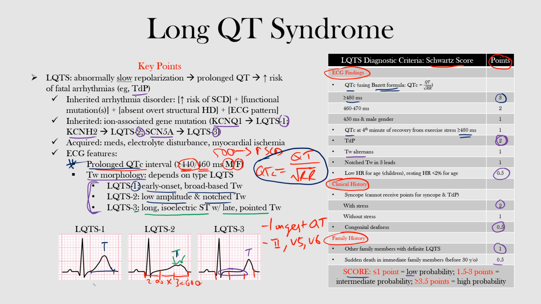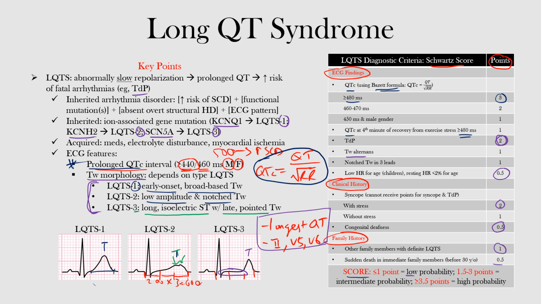The EKG features, remember the hallmark was that prolonged QTc interval: for men, 440 milliseconds, and for females, 460 milliseconds. Then we looked at the T-wave morphology, and that's what differentiated the 3 different types. Long QT syndrome type 1 had the early onset broad-based T waves. Long QT syndrome type 2 had the low amplitude and notched T wave. And then the third type had a long isoelectric ST segment with a late pointed T wave. Remember, it's best to measure the longest QT interval, and often leads 2, V5, or V6 are the best ones to look at.